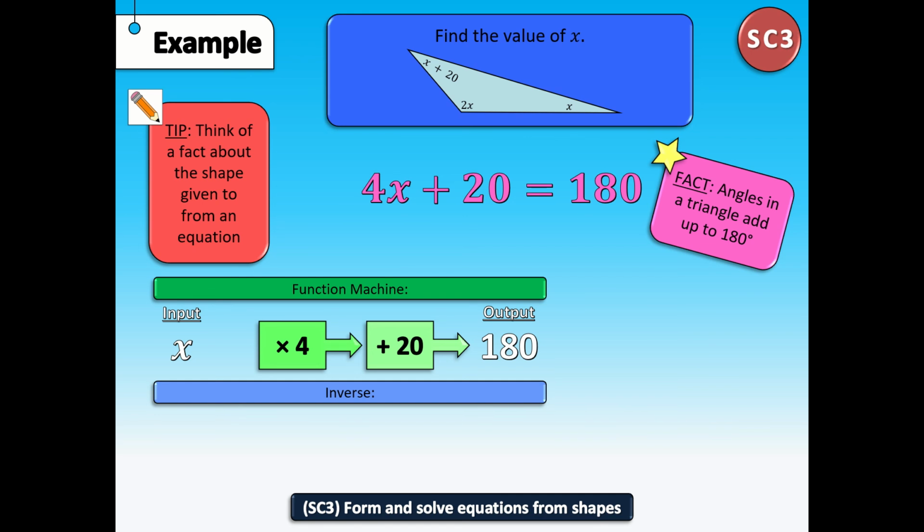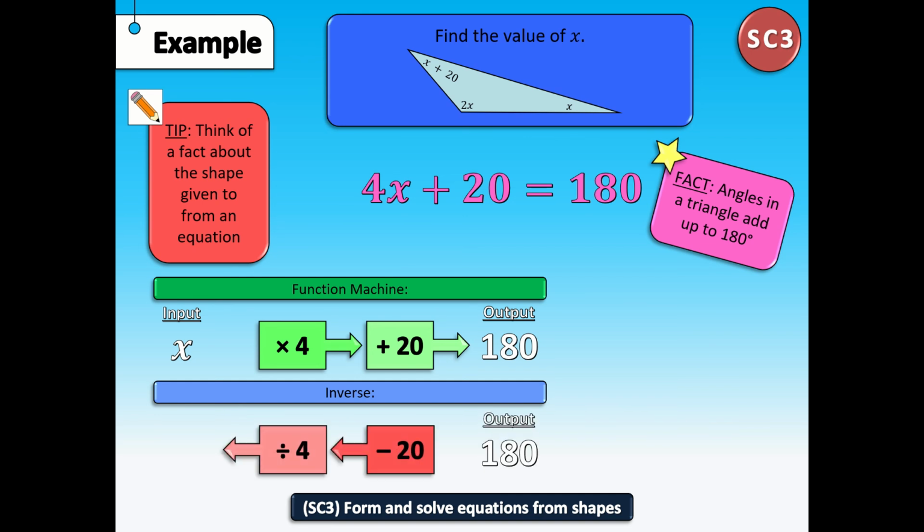So we need to work backwards, doing the opposite. We start with 180, we take away 20, and then we divide by 4. So 180 take away 20 is 160, and 160 divided by 4 is 40. So x equals 40.